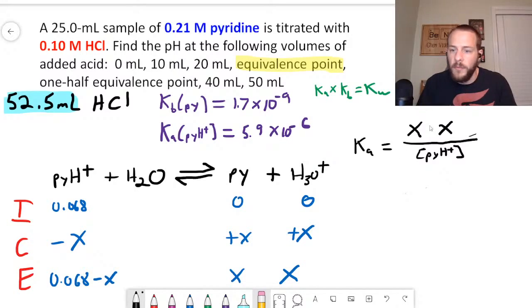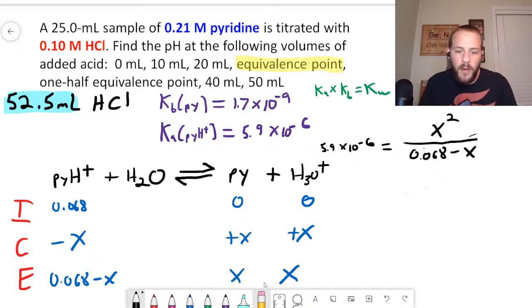Now I'm just going to rewrite that. Get my eraser here. I'm going to rewrite this as X squared. And then the PyH plus, what is that at equilibrium? Well, that's 0.068 minus X, right? And that's equal to Ka, which we just calculated, which is 5.9 times 10 to the minus 6.